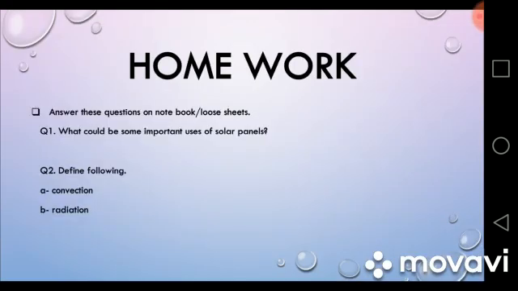Here comes your homework. There are two questions given here, and you have to answer these questions in your notebook or on the loose sheet. Question number one, what could be some important uses of the solar panels? You have to write some uses of the solar panels in your notebook. And in question number two, you have to write the definition of convection and the radiation. You can find the definition on page number 118 of your textbook.